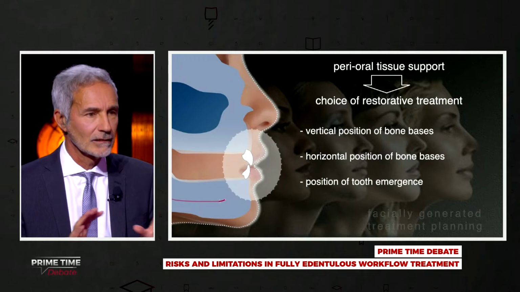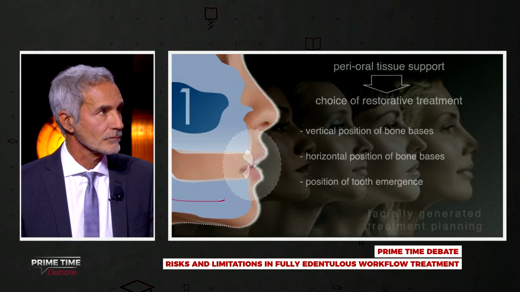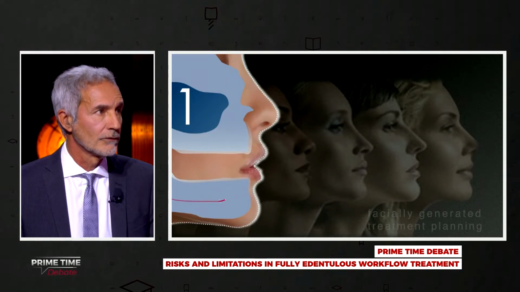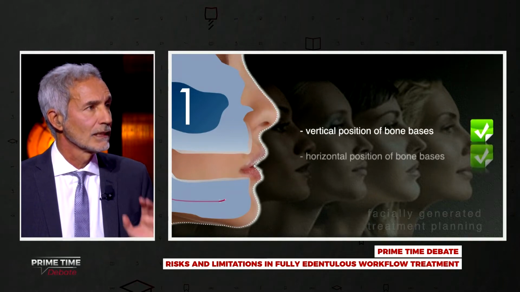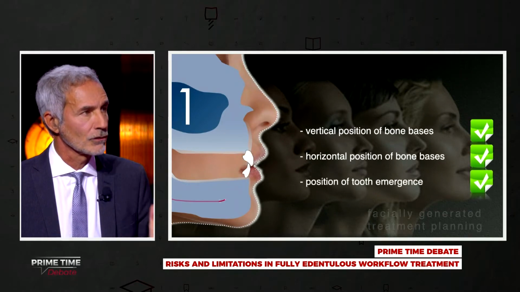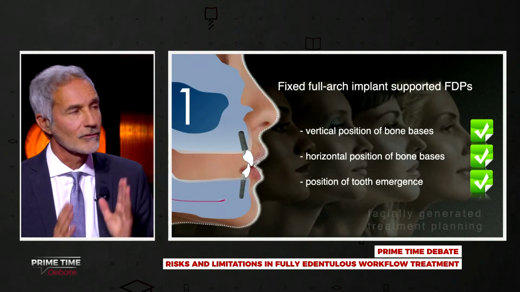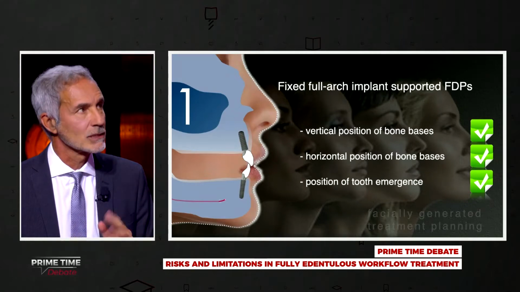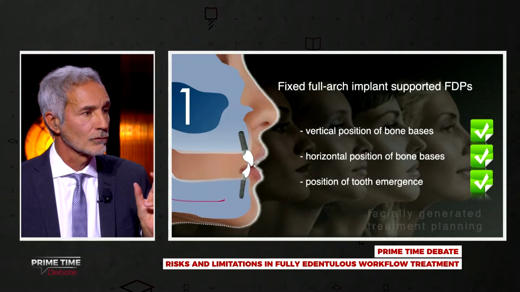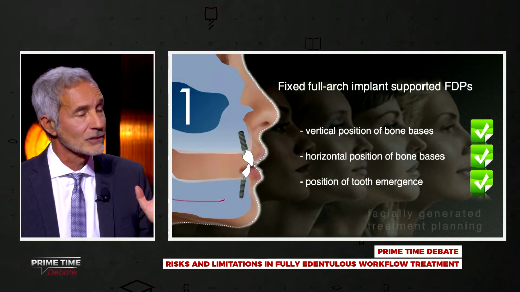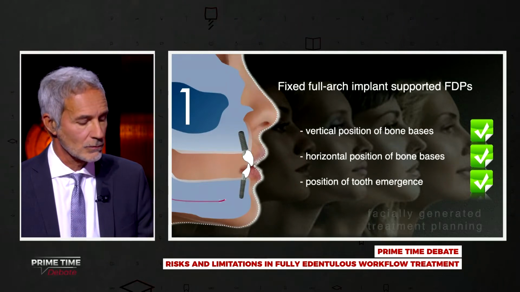I can make 2 examples of 2 opposite cases. The first, when we have the vertical dimension of the bone bases well maintained, and the same can be said for the horizontal position of the bone bases. And if we place the tooth emergence in the right position, we can end the case with a fixed full arch rehabilitation in order to offer the patient the best facial profile. So in this case, a fixed rehabilitation is the best one.